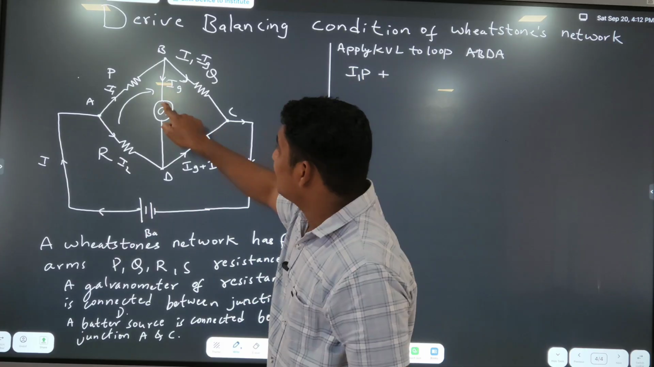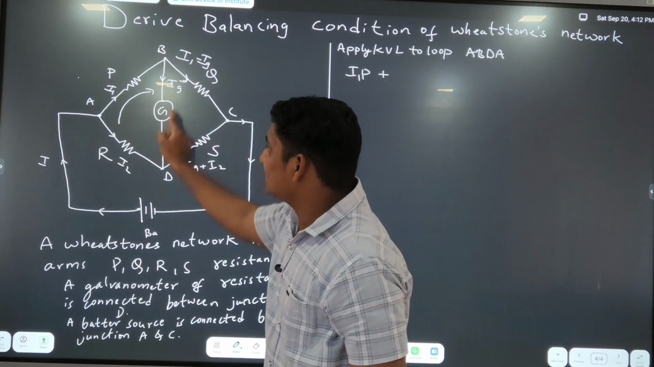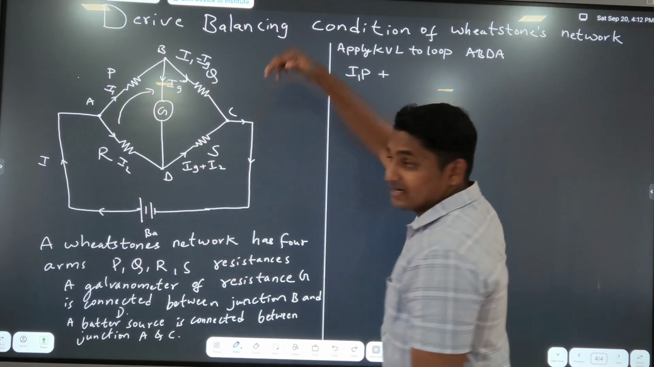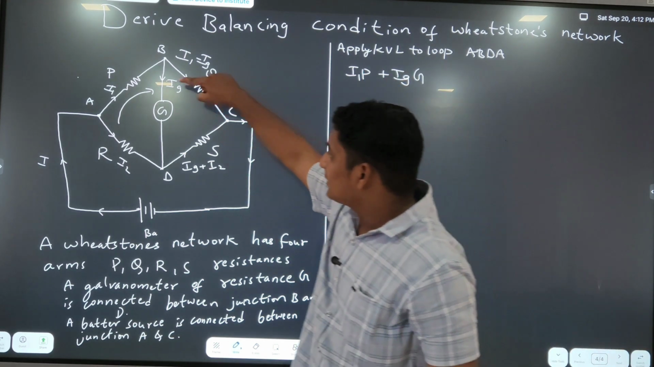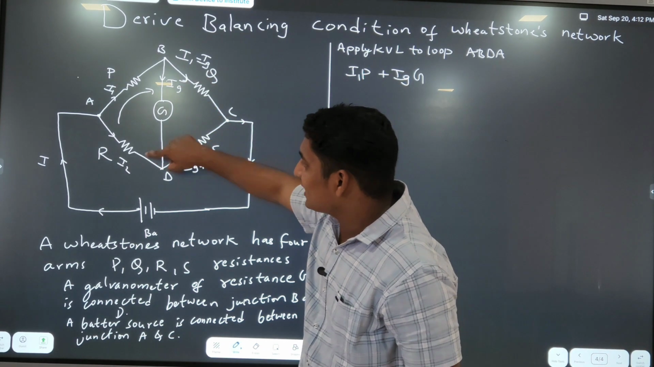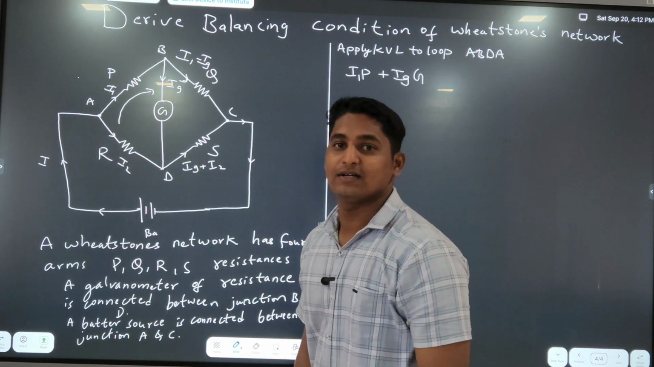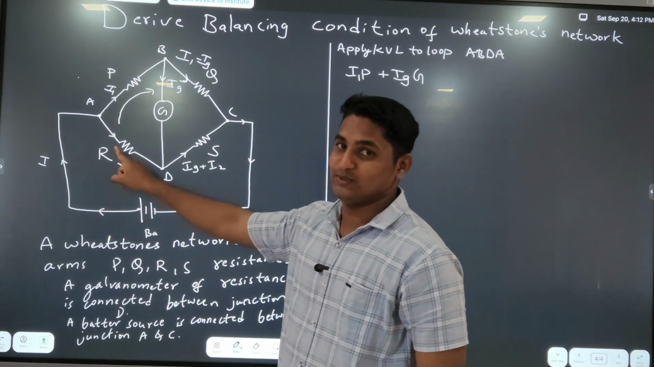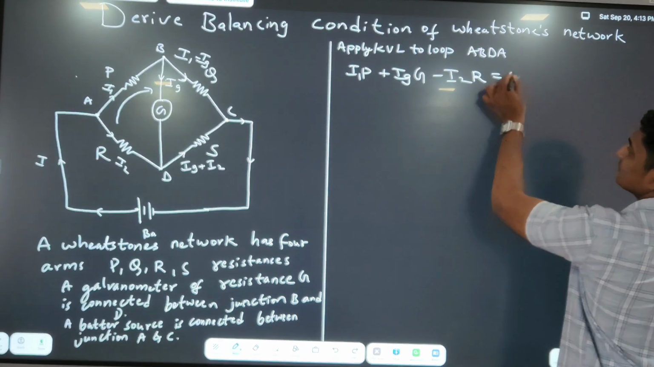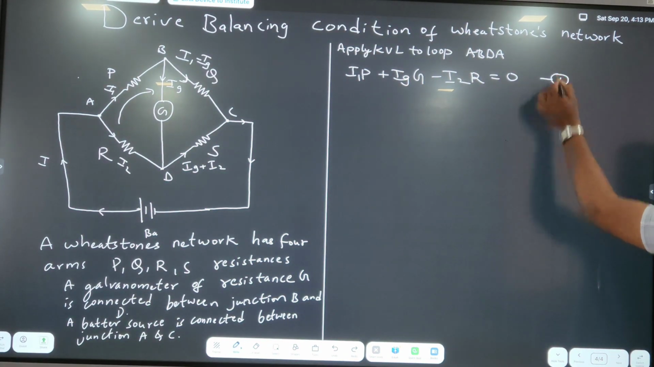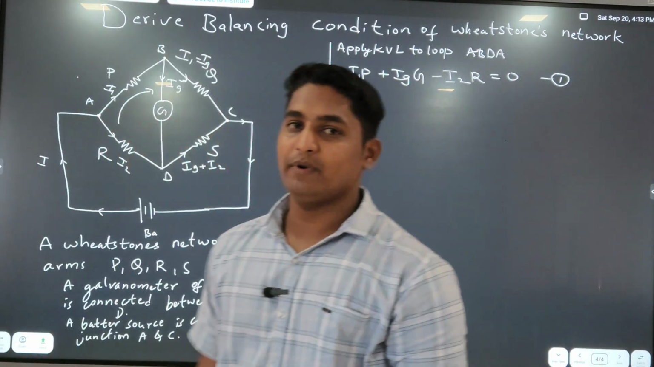when we see here, IG is also in the direction of the loop, as the loop is A, B, D, A. The current is also positive because it is in the same direction: IG G. Then our loop goes in this direction to complete the loop. The direction of the current I2 is opposite to the direction of the loop, so it is negative. Minus I2 R is equal to 0. This is equation 1.